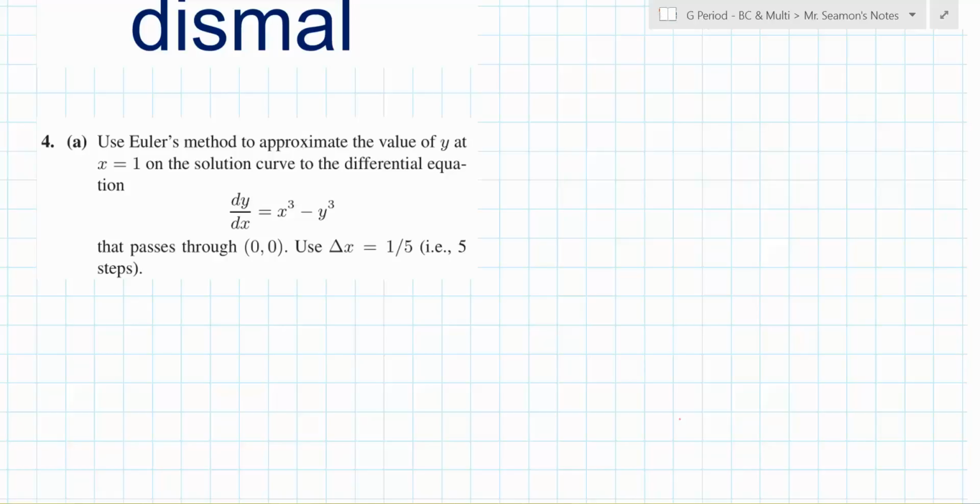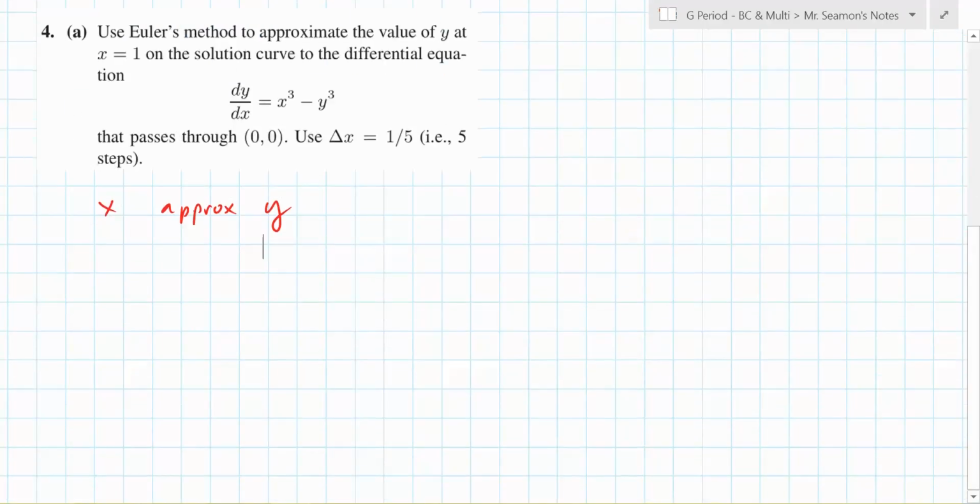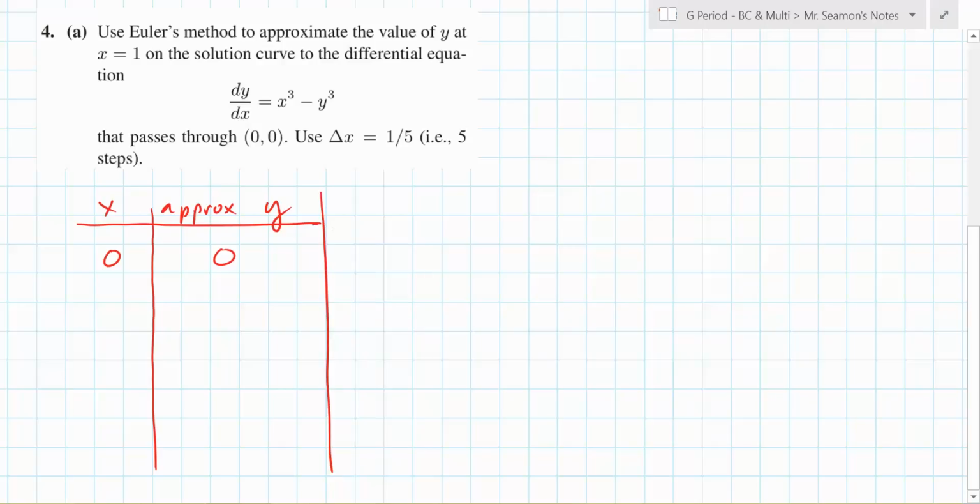So you have your x and your approximate y value. That's the table we're going to make right here. If we do x and our approximate y value, our first y value is actually known. We know when x is 0, y is 0. So what's that third column we like to do? Delta y, right? And delta y was going to be equal to slope times delta x, exactly.